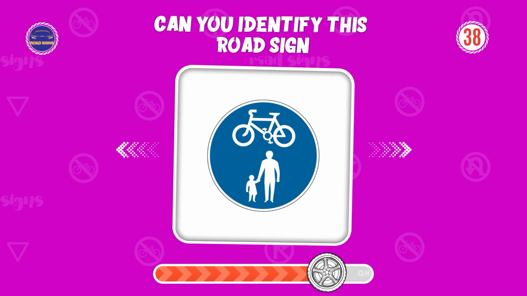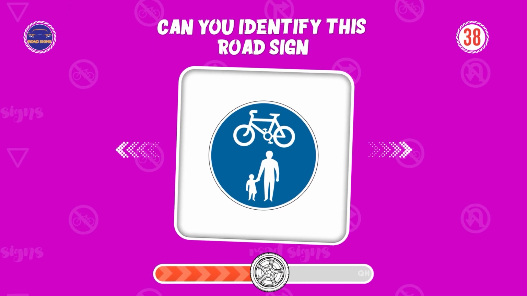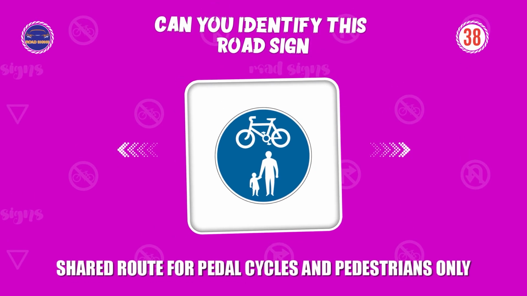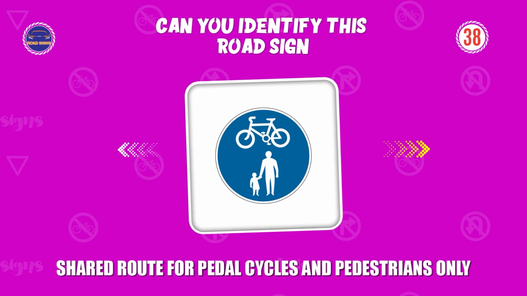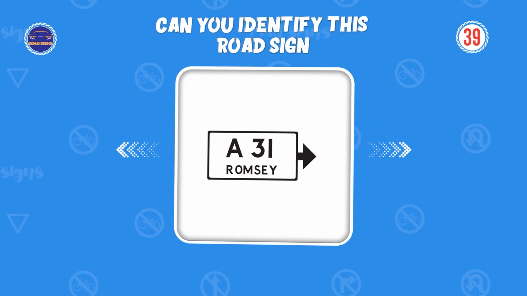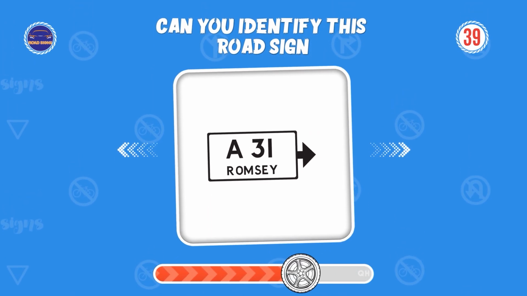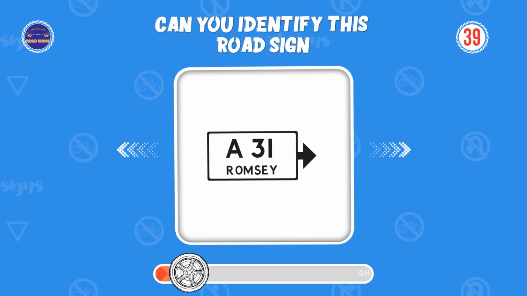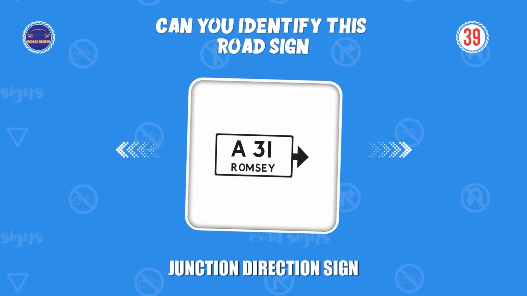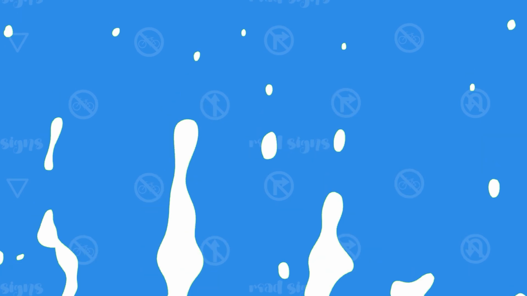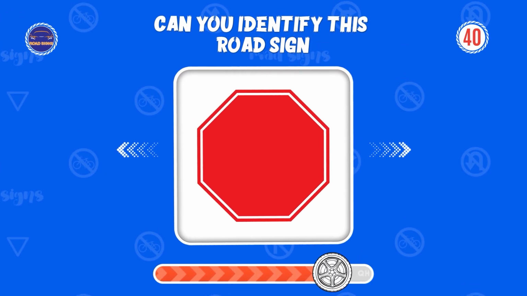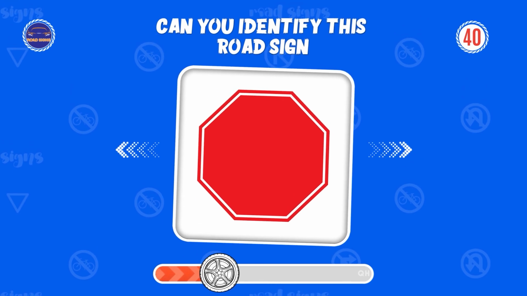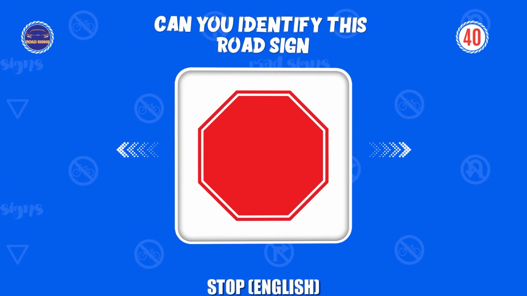Question 38. Can you identify this road sign? Shared route for pedal cycles and pedestrians only. Question 39. What does this road sign indicate? Junction direction sign. Question 40. What does this road sign mean? Stop, English.